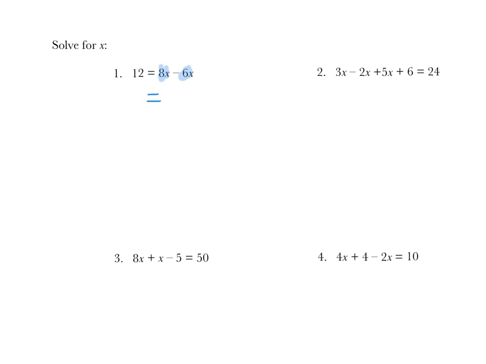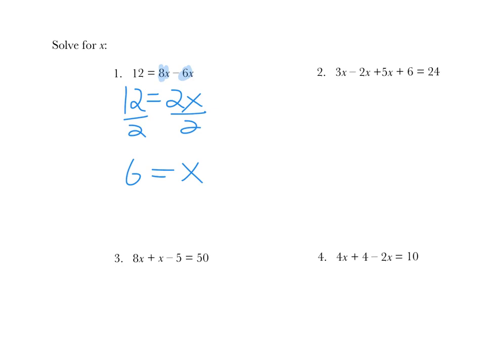And I think we know that 8x minus 6x will give us 2x. Haven't really done anything to the other side, so we're going to just bring that 12 down. And then from here, I think you know what to do. We're going to divide both sides by 2 and end up with x equals 6.